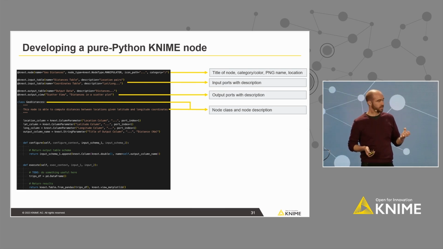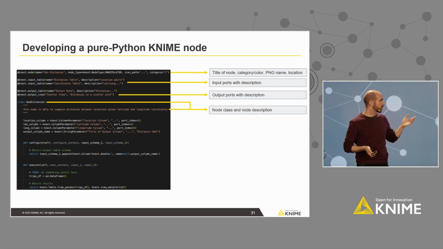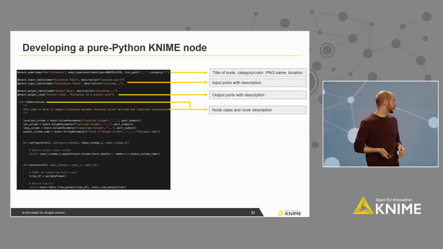Now we have the class that provides this node, and this class has a docstring, like in Python, and this string is actually used by KNIME to put into the node description. So you write this little bit of code, and it will automatically also document your node so that users will understand what you can do with it.